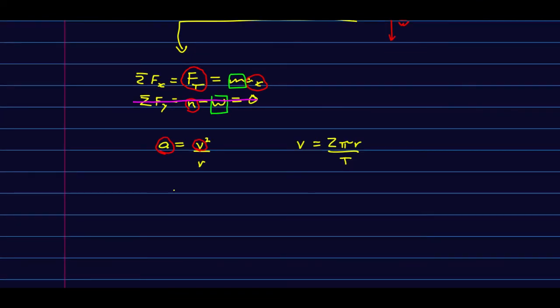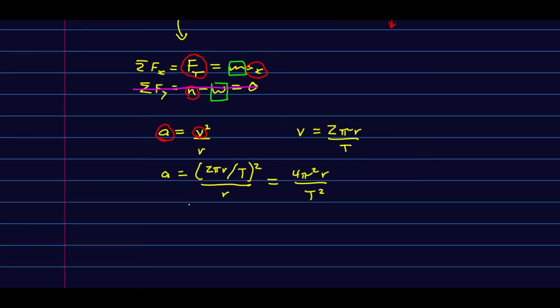So I'm just going to start back substituting now. The acceleration then is 2 pi r over the period squared all over r, and so that is 4 pi squared r squared over r leaves r over the period squared, and I can now plug this up into here, and I've solved for the tension. m times 4 pi squared r over T squared, and it's time to plug in numbers.